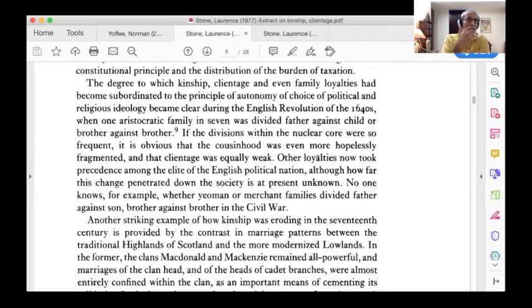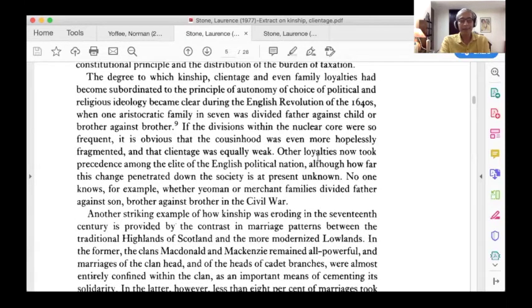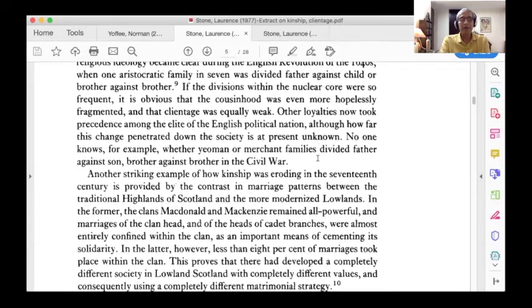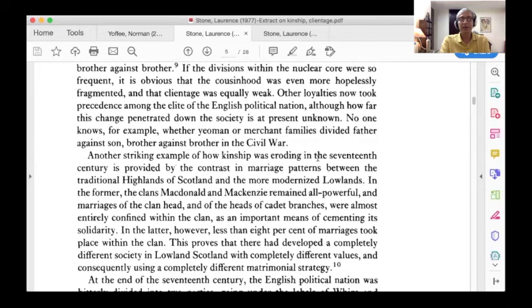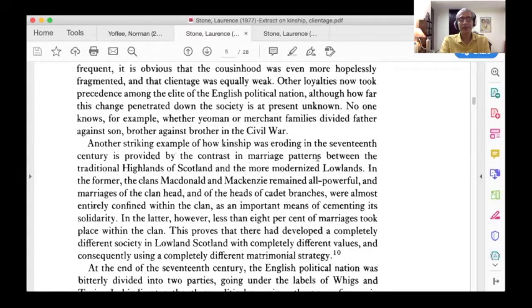So the emergence of Protestantism is also a very important part of this development. And for those of you who remember Max Weber and the Protestant ethic and the spirit of capitalism, you would recognize some of the same signs taking place in this period. Other loyalties now took precedence among the elite of the English political nation, although how far this change penetrated down the society is at present unknown.